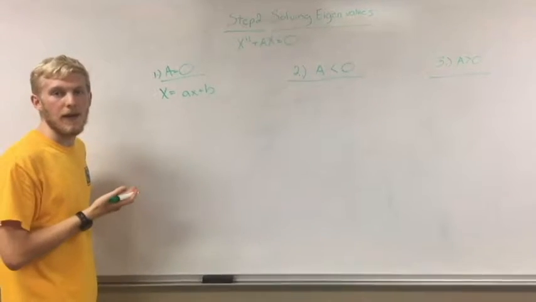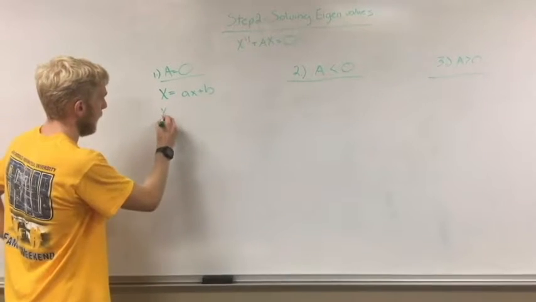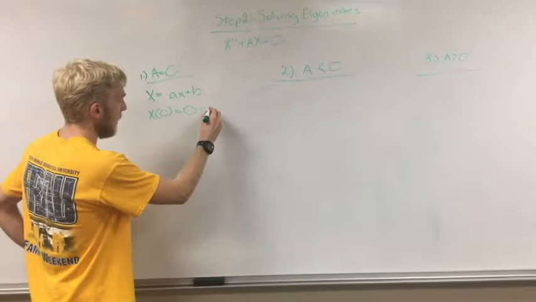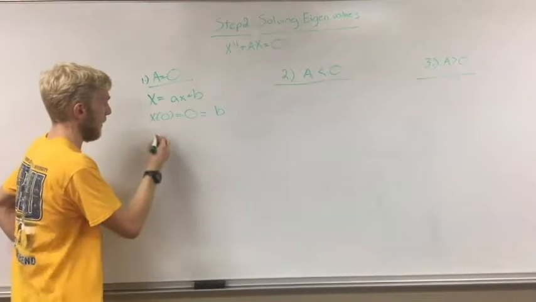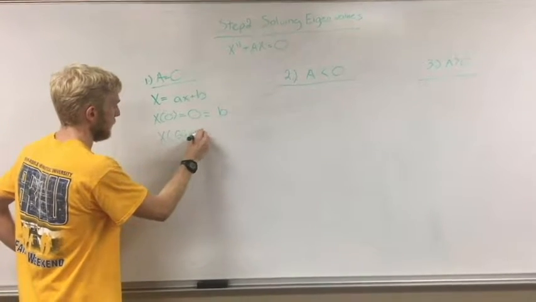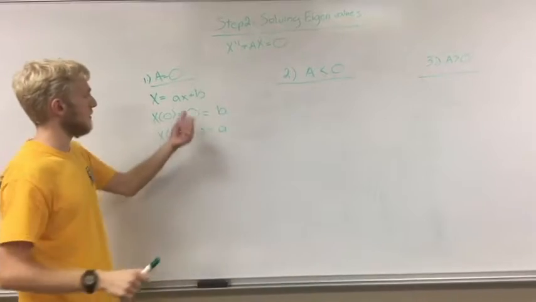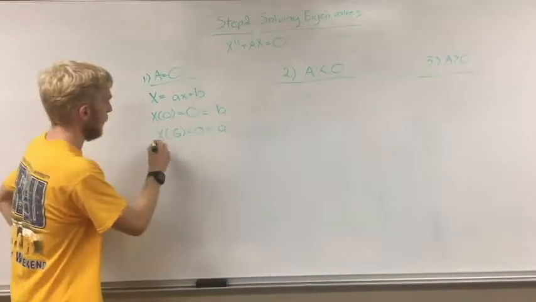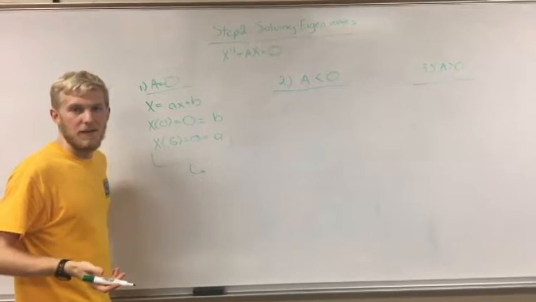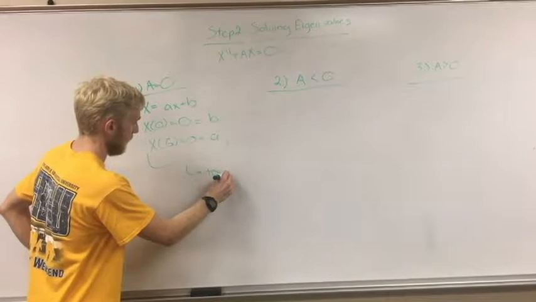Then we go in and start subbing in our boundary conditions. So X of 0 is equal to 0, which is then equal to b. And again, X of g is equal to 0, which gives a equal to 0, simply because b in this case is 0. So 0 is not an eigenvalue. This is a trivial solution.